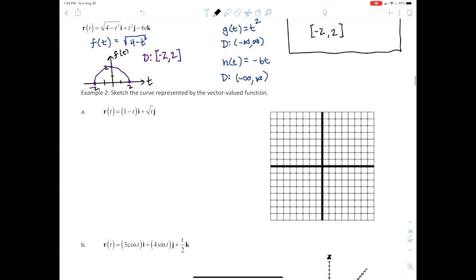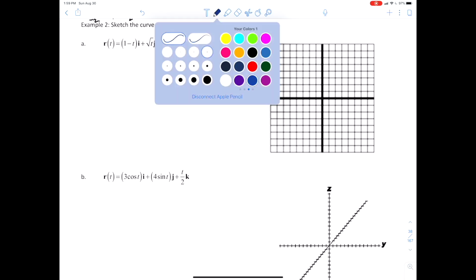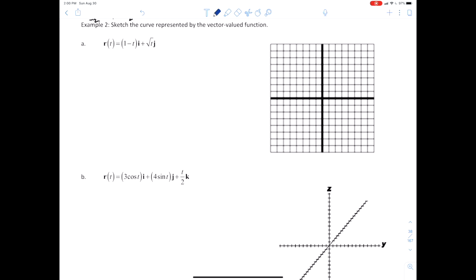Okay, next up, let's see what we have going on. Sketch the curve represented by the vector valued function. Here we have r at t equals quantity 1 minus t times i plus the square root of t times j. So the domain is the intersection of the domains for f at t and g at t. Remember, f at t is 1 minus t, so the domain for that would be all reals. And g at t is equal to the square root of t, so the domain for that is 0 inclusive to infinity. So the domain for r is going to be zero to infinity, where 0 is included.